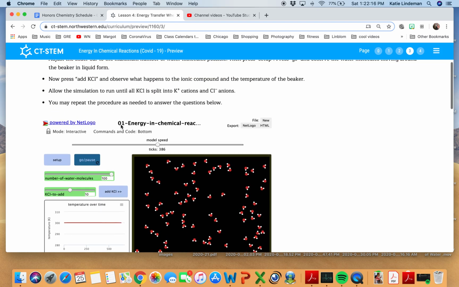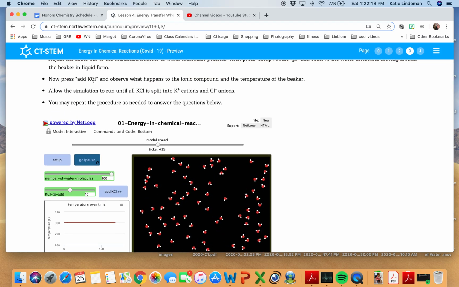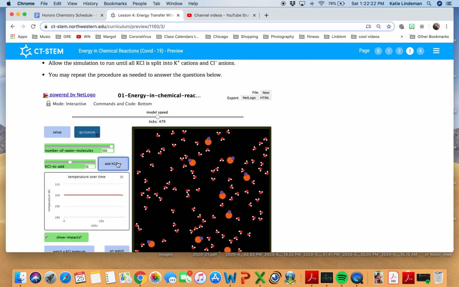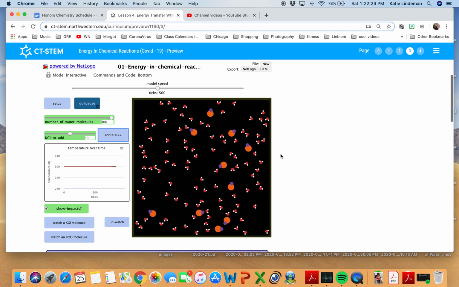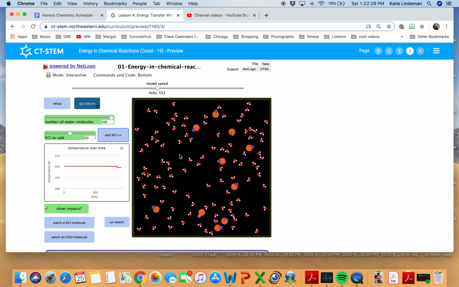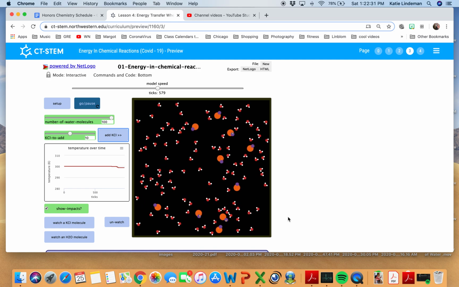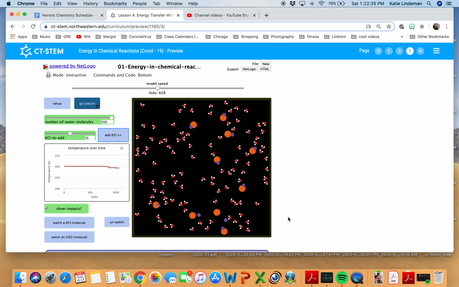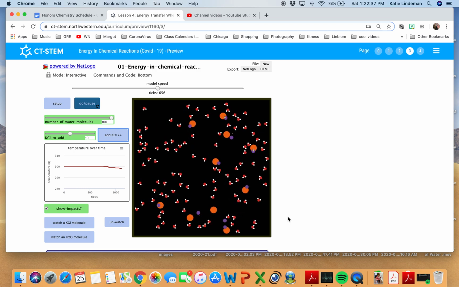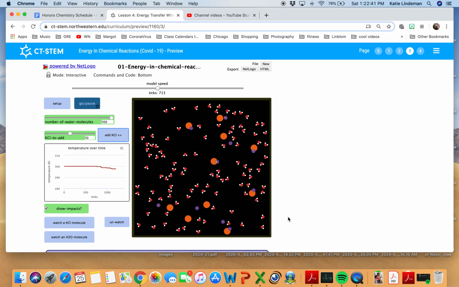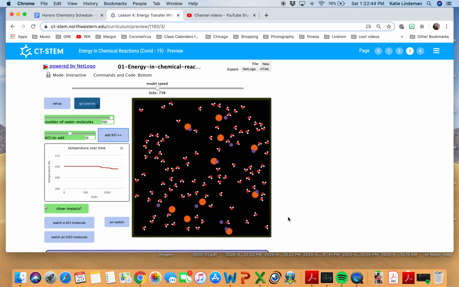All right, so next it says, press add potassium chloride and observe what happens. Okay, so I've added potassium chloride and I have 1, 2, 3, 4, 5, 6, 7, 8, 9, 10 potassium chlorides. And you want to run the simulation until you see them start to break up. And as they are breaking up, we want to pay attention to what is happening with the temperature.